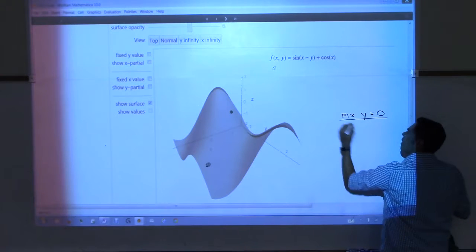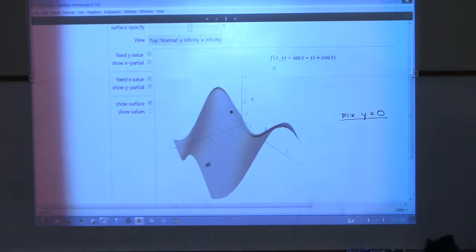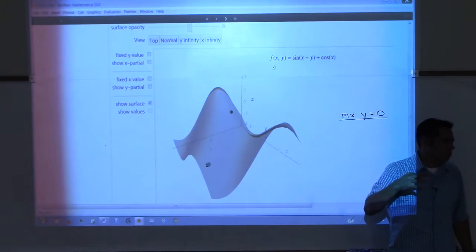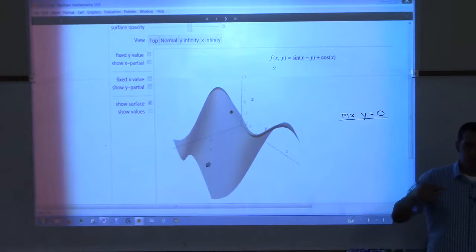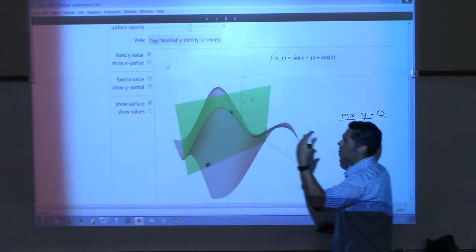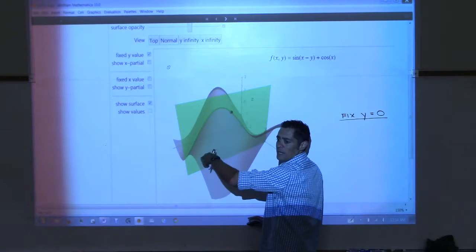And I just want to talk about what that means. If I say to you right now, y is 0, what does y equals 0 look like in three-dimensional space? It's the xz plane, isn't it? Y equals 0 is the xz plane. So imagine coming in here right now, fixing my y value at 0, and that basically cuts my surface with the xz plane.